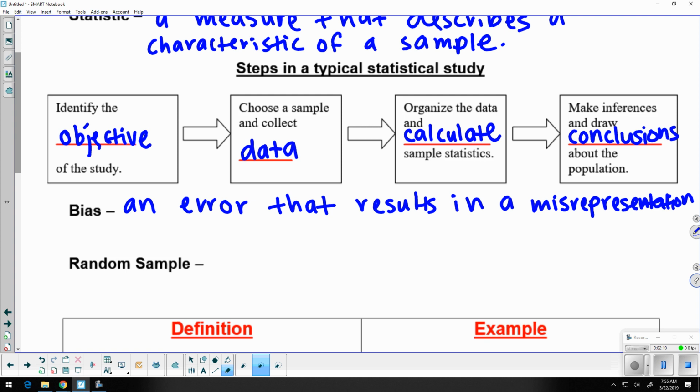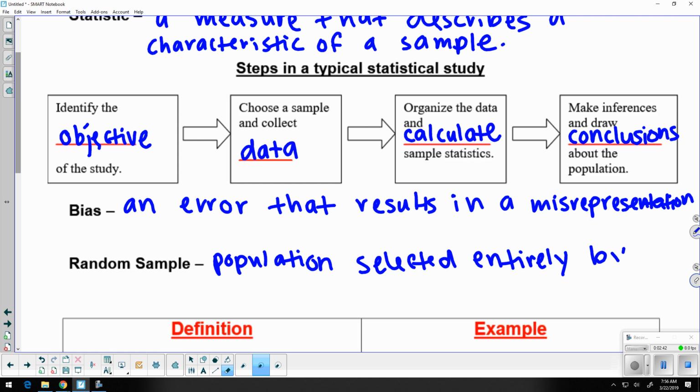You want to choose a random sample when you're doing an observational study, or just doing a study in general. So your sample should always be random. So what is a random sample? It's exactly what it sounds like: a population selected entirely by chance.